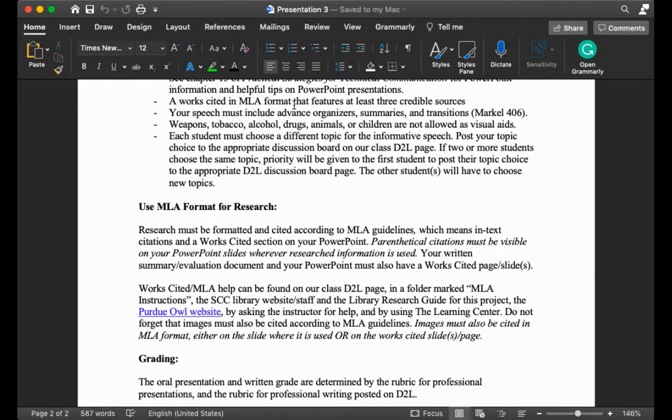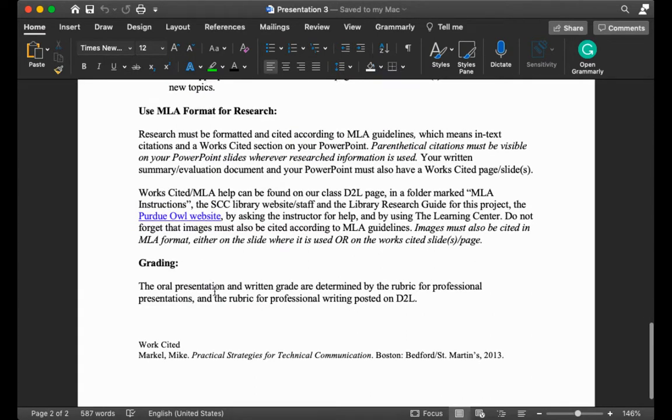And guys, we have the Learning Center too. Go to the Learning Center and get some help. If you go to the Learning Center and get some help, and you either bring me back a little note from them, or you CC me on the email that you send them, I'll give you some bonus points as well. So make use of that resource. The presentation is going to be graded with the rubric that's posted on D2L, so have a look at that.